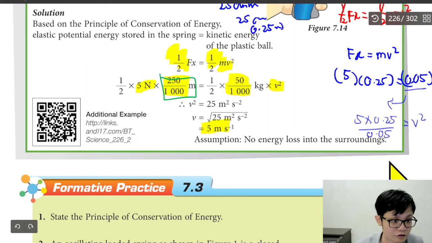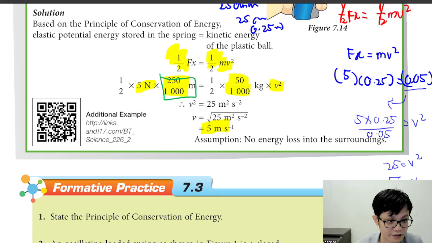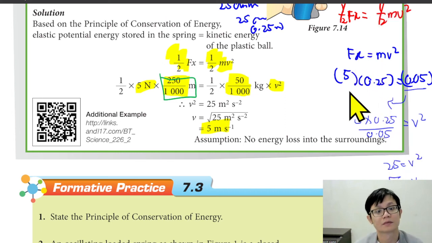So you will get 25 equals v to the power of 2. The 2 you bring over, v equals the square root of 25, you get 5. SI unit, m s negative 1. Okay, so you got the answer using this formula.